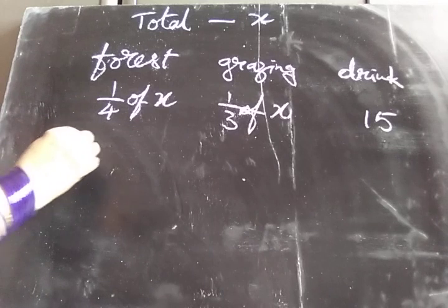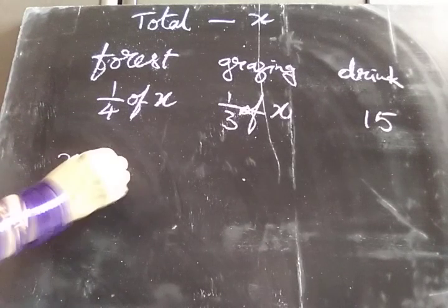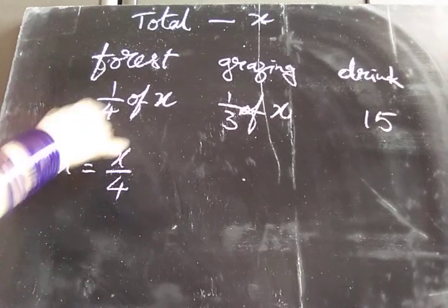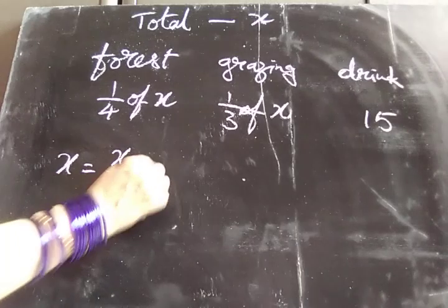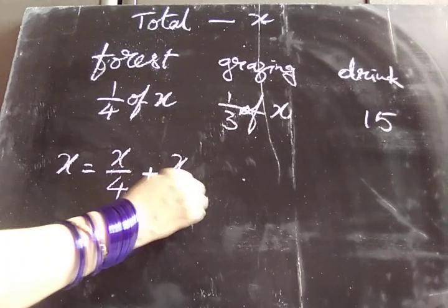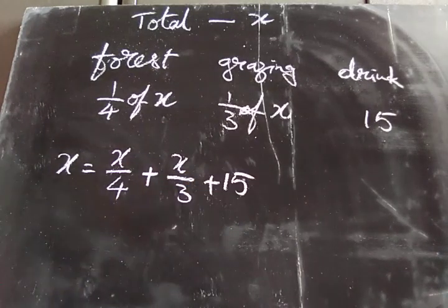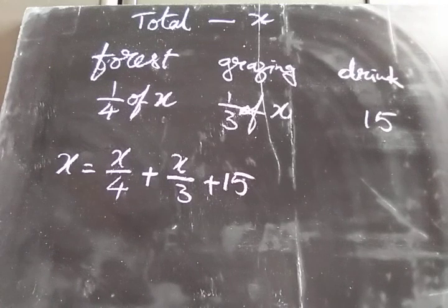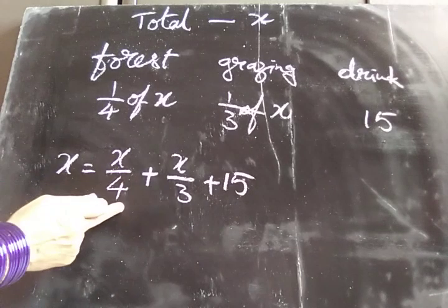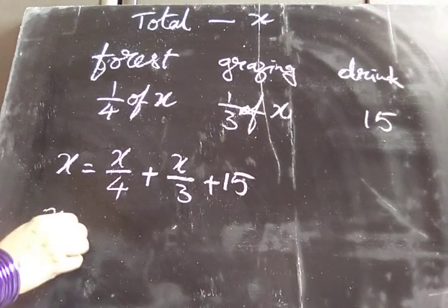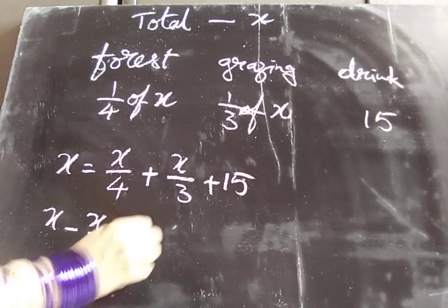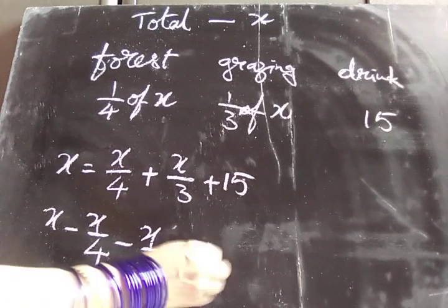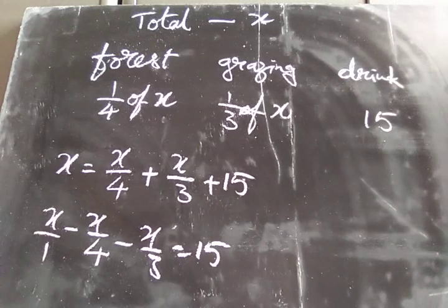Now x is equal to x by 4 plus x by 3 plus 15. This is the equation. Now solve this one. See, transpose these x terms to this side: x minus x by 4 minus x by 3 is equal to 15. x means x by 1.